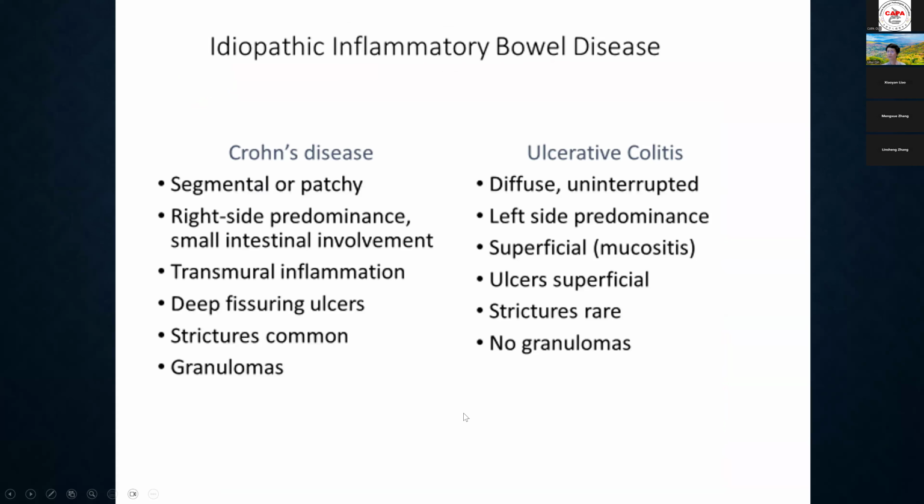So in the textbook, it seems like there are two diseases, Crohn's and UC, and we did talk about all the features. But in the real world, life is not that easy. About 15 to 20% of IBD do not really follow these two categories. They have overlapping features, which is difficult for us.